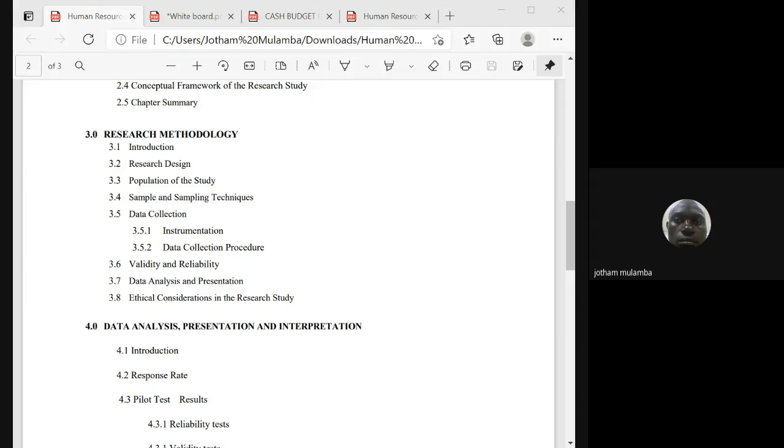Then the open-ended question, we refer to it as qualitative data. You may not analyze it and present it as it is, but it will assist you when you are making the conclusion.